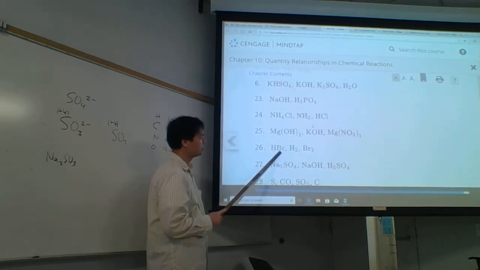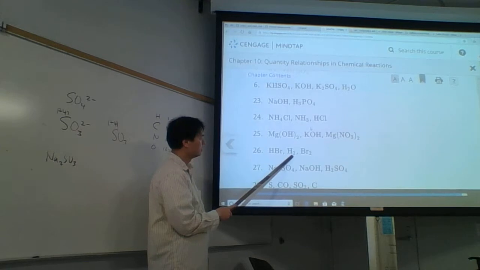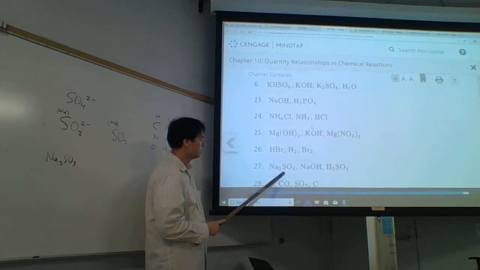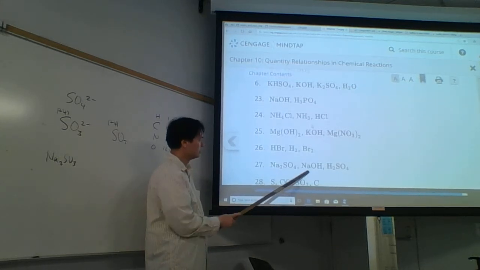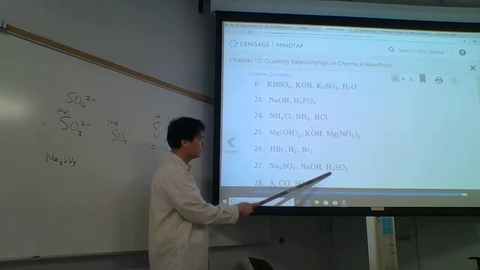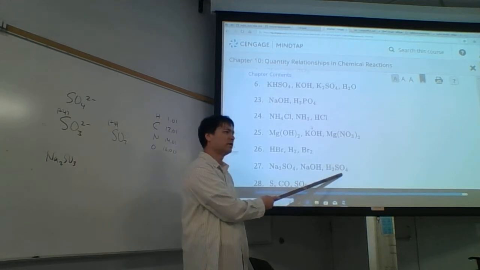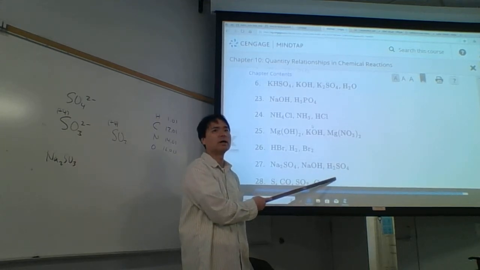Hydrobromic acid or hydrogen bromide. Hydrogen, bromine, sodium sulfate, sodium hydroxide, sulfuric acid. Nobody ever calls this hydrogen sulfate. Everybody calls this sulfuric acid no matter what.